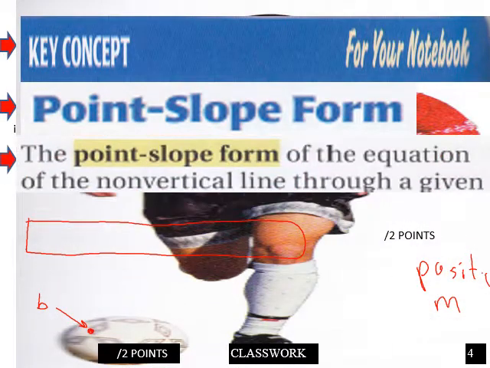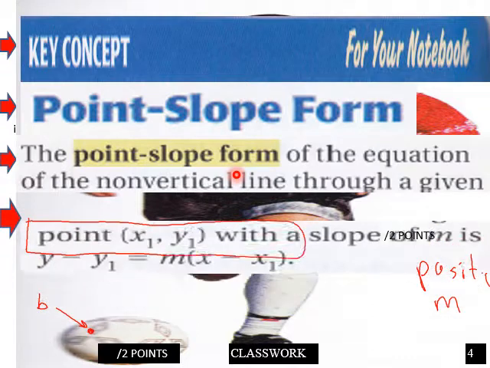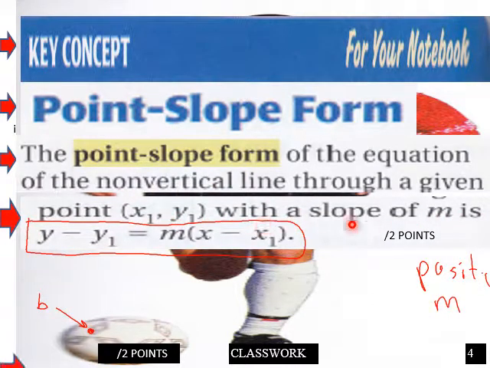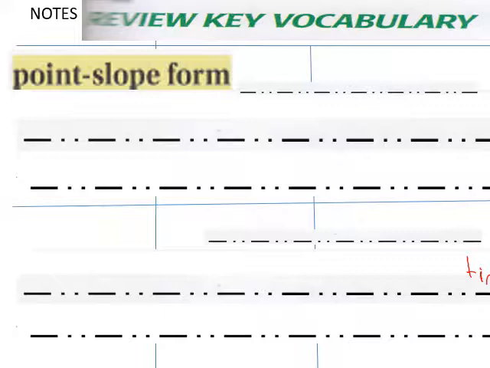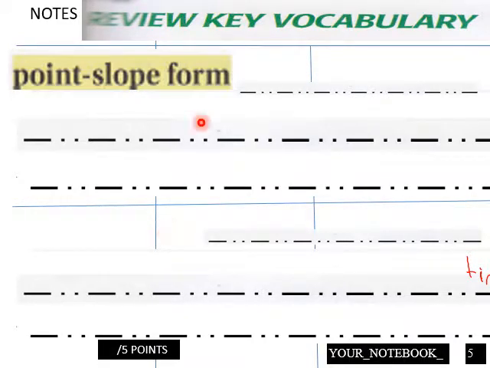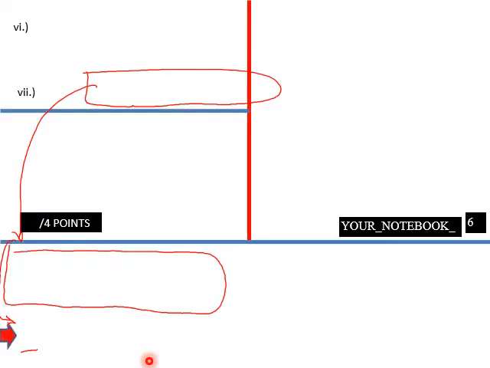Okay, so point-slope form. Point-slope form of the equation of a non-vertical line through a given point x1, y1 with slope of m is y minus y1 equals m times the quantity x minus x1. And then here is a diagram of what we're doing here. Y minus y1 is here, x1, y1. So we're going up here on our slope and then going over on our run, our rise over run. And then x, y is here, x1, y1 will be down here. Point-slope form, students, define it in words.